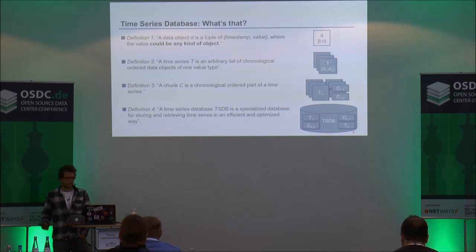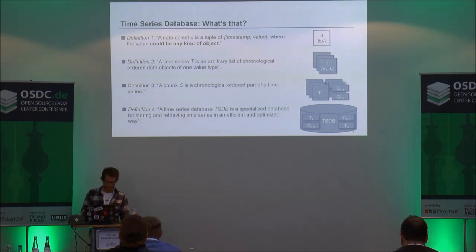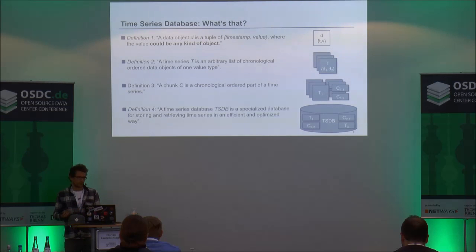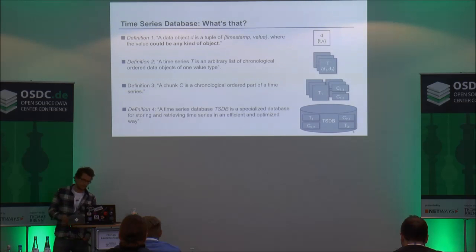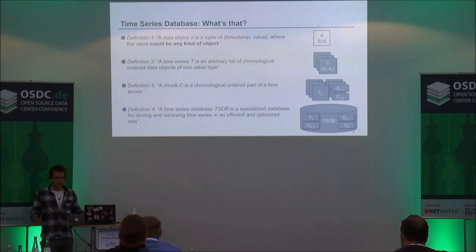Definition 3 says what is a chunk, as Chronix heavily works with chunks. It's a chronologically ordered part of a time series. And definition 4 simply says what is a time series database: a database that is optimized or specialized to deal with time series data. That's all.